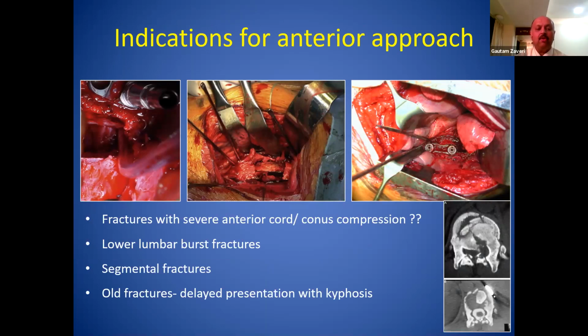compression. For patients with lower lumbar burst fractures where the nerve roots do not allow us easy access to the anterior spine. For patients with segmental fractures where we want to limit the number of levels instrumented and therefore want to do an anterior fusion. And in old fractures where the bone has healed and therefore one has to actually do a corpectomy to decompress the canal.